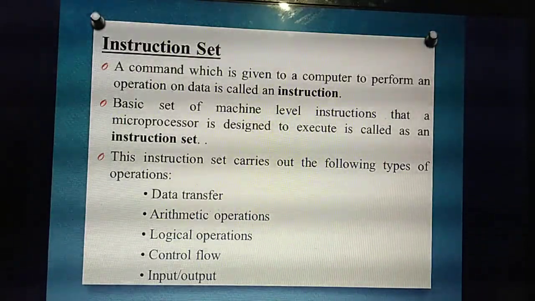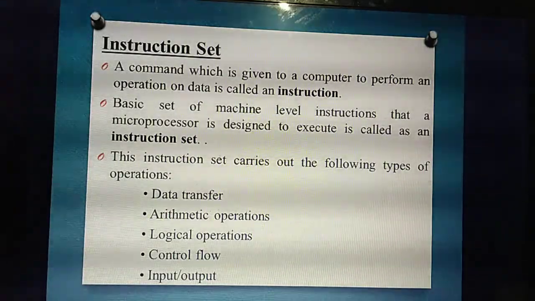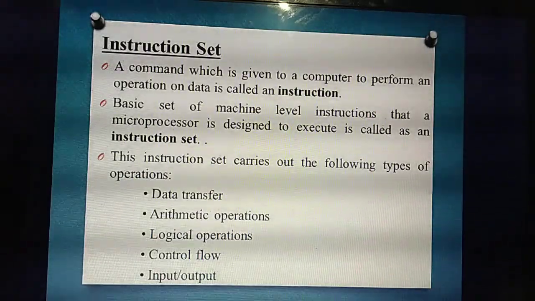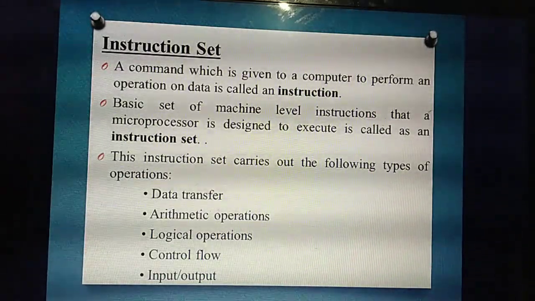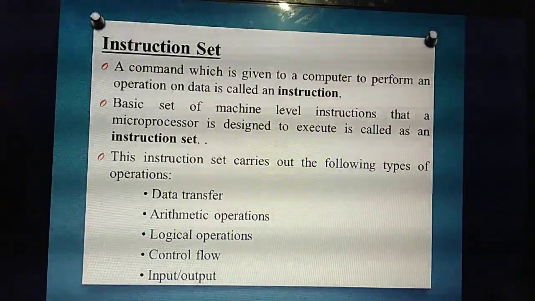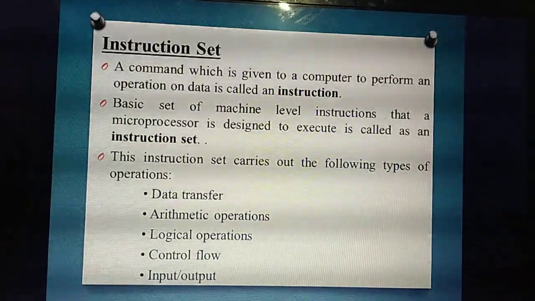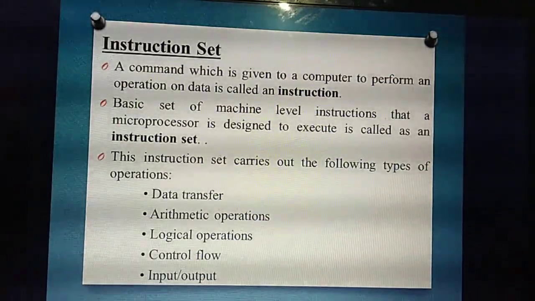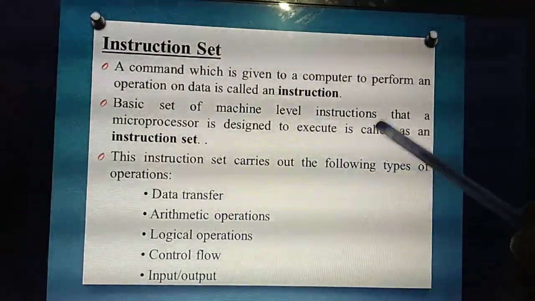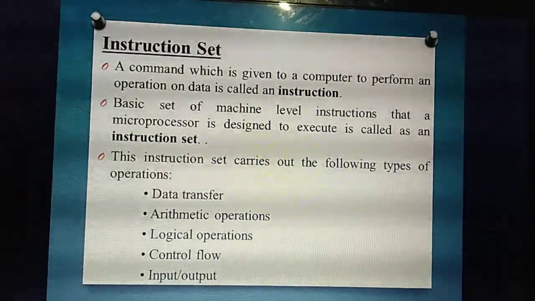In this instruction set, first you need to write what you mean by instruction. What do you mean by instruction? The command you are giving to the computer to do a particular task is called an instruction. A microprocessor is designed to execute a set of which kind of instruction? Machine level instructions, that is called the instruction set. This instruction set carries out many kinds of operations: data transfer, arithmetic operation, logical operation, control flow and input output. Understand?